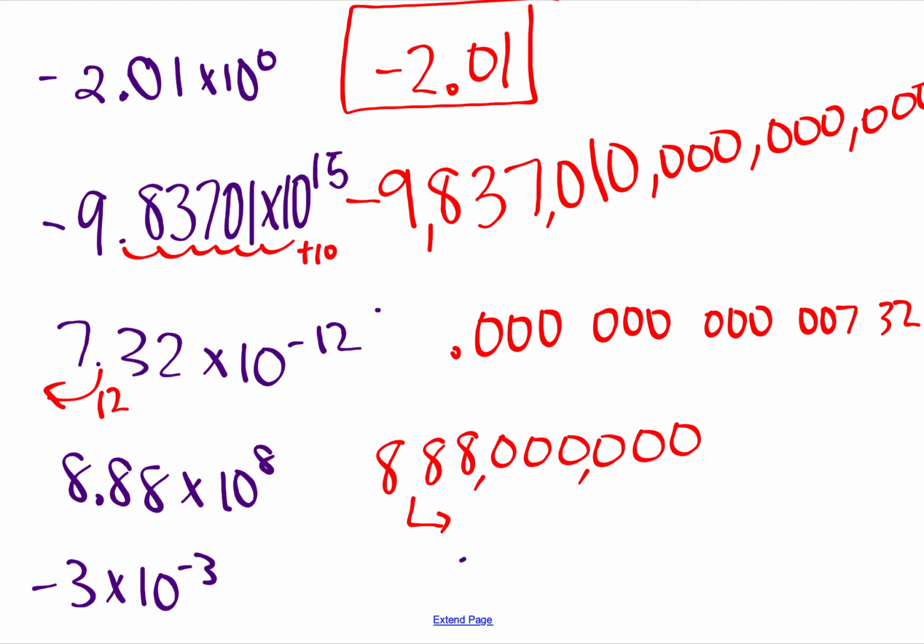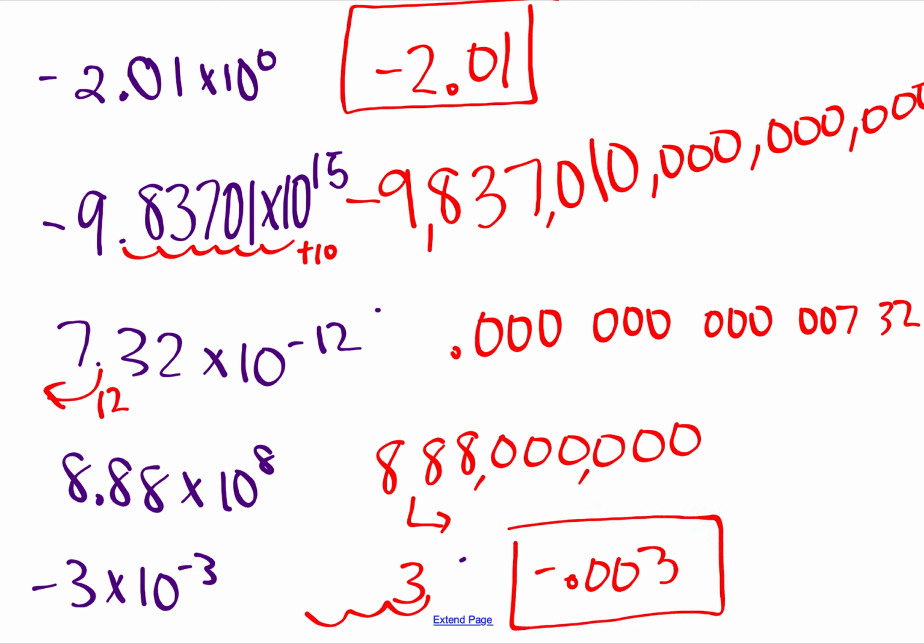And then one more quick example. Negative 3 times 10 to the negative 3. We start with 3. We move the decimal 3 in the direction making it smaller. We get 0.003 with a negative on it because it's a negative number. And that is it.